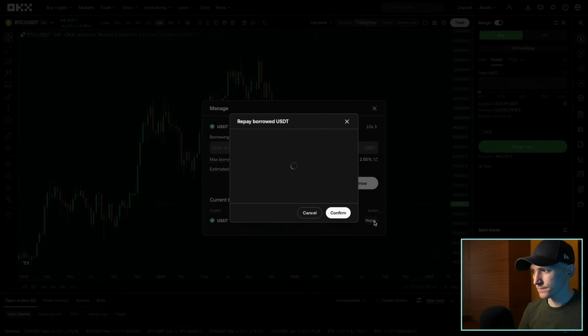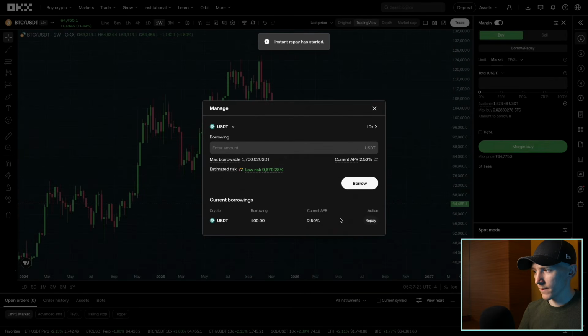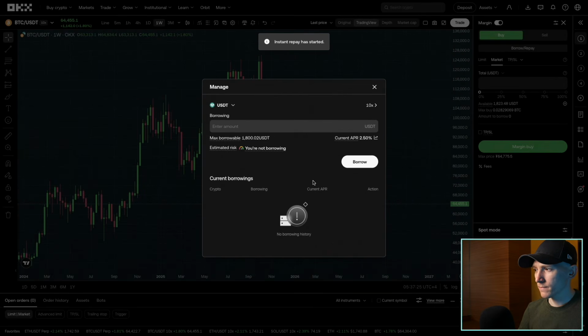So we're going to repay. Notice that I'm going to have to repay this and potentially some interest and everything else. So you can see that I have now $300 in my account. I have $200 cash plus the $100 loan. So I now have $300. So let's confirm this, pay it off. That will repay. There you go.